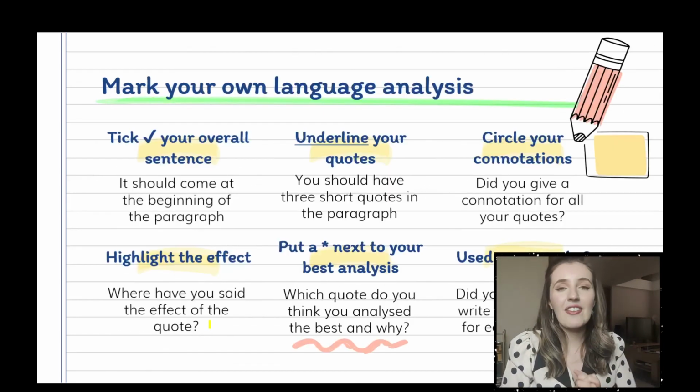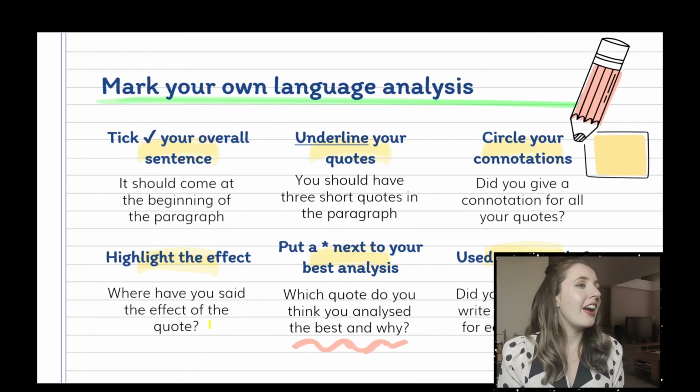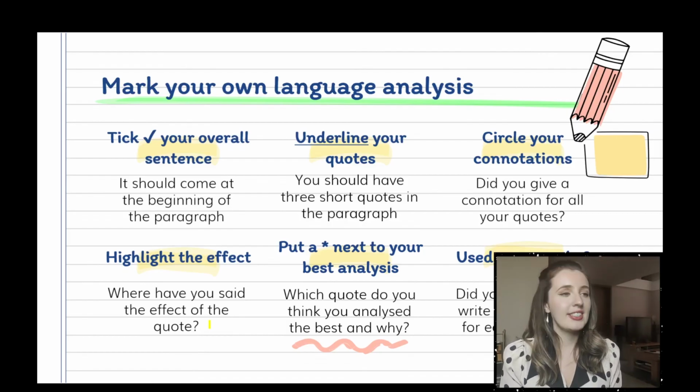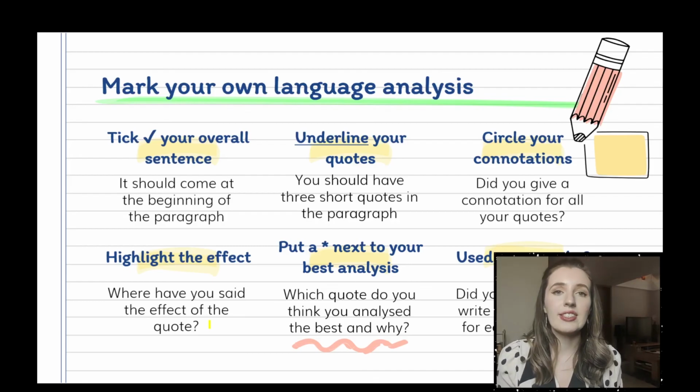Finally, I want you to have a go at marking your own language analysis. So go back to your writing on your worksheet, which I know you all did. I want you to tick your overall effect sentence, which should come at the beginning of your paragraph. Underline the quotes that you've used and make sure that you have 3 quotes in your paragraph. Circle the connotations. Once again, you should have 3 in your paragraph. Highlight where you've said the effect. So what was the writer trying to suggest? What is the general effect of that quote? What does the writer want the reader to feel and why?